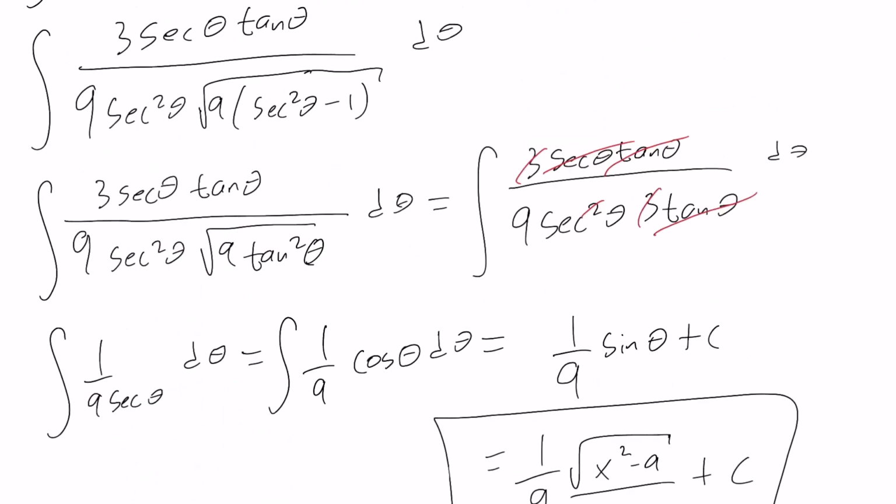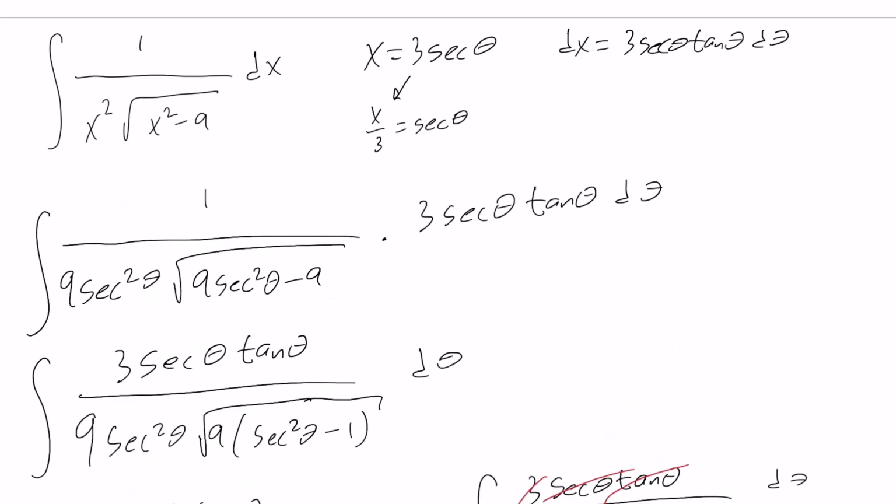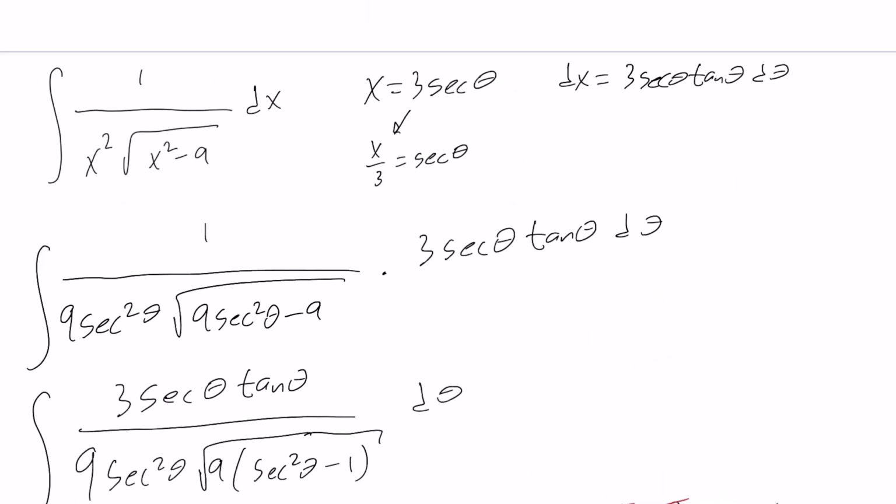Look at that. Plugging in 3 secant theta for x, this seemingly arbitrary thing ends up working out really nicely. And the reason it works out nicely is because this looks like the antiderivative of inverse secant. So we're letting x be 3 secant theta, and everything works out really nicely.